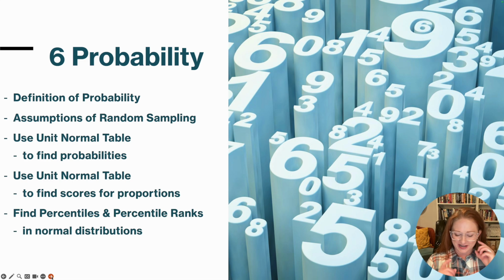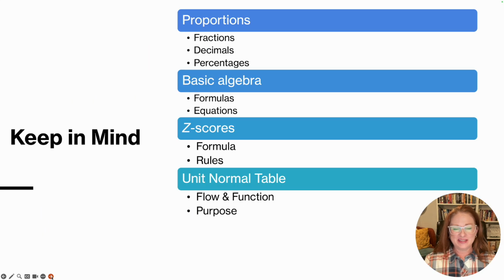And I gave you the PDF for that. If you find it on Google Images, that works as well too. So how do we use the unit normal table to find probabilities? How do we use the unit normal table to find scores for proportions, and then finding percentile ranks in normal distributions? So some things to keep in mind when we talk about proportions.